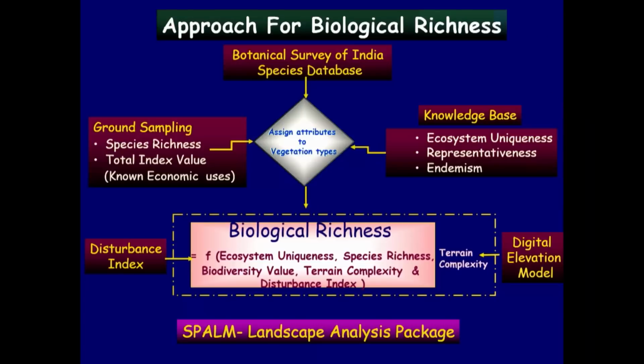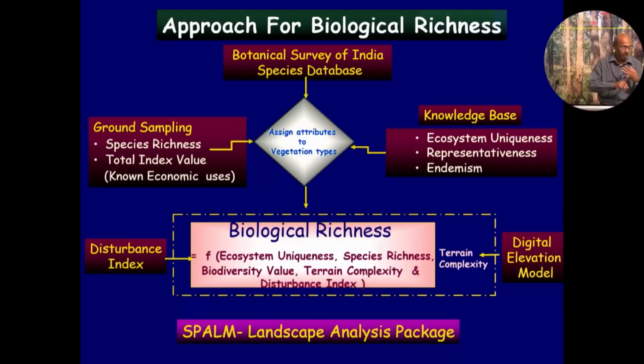So that means field work is important. Something you get from remote sensing. Fragmentation map you can get from remote sensing, disturbance map also you can get from remote sensing data. But if I have to convert into biologically rich areas, and say okay, this is first, second, third, fourth rank, I have to do the field work. Field work means I have to do some sampling, I have to have a good botanist, I have to do good literature survey and then do this.